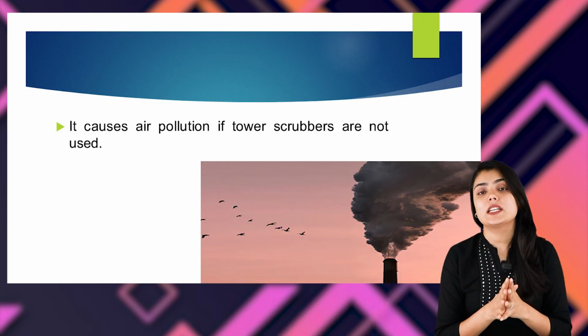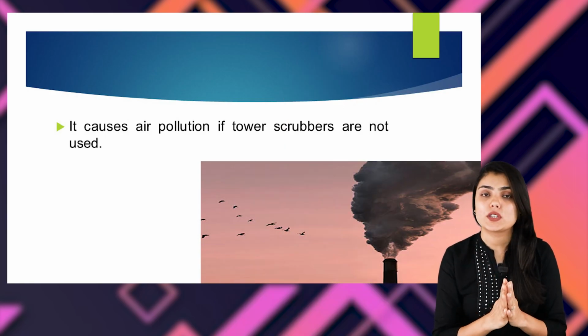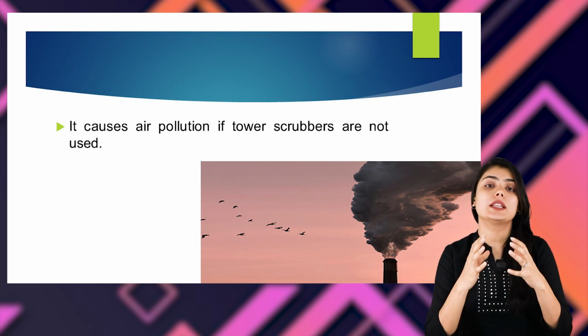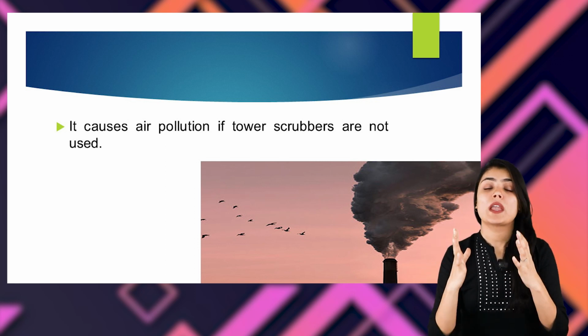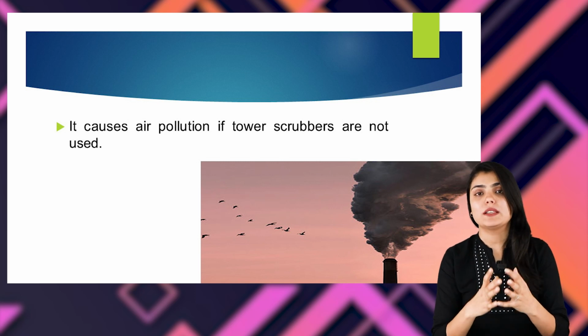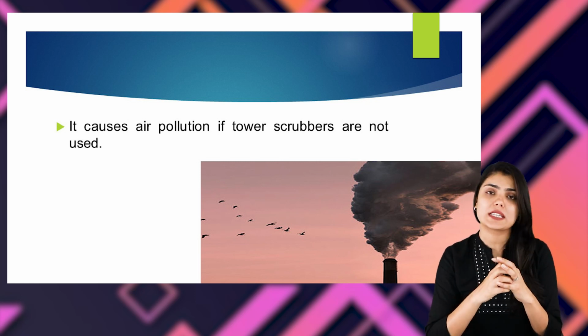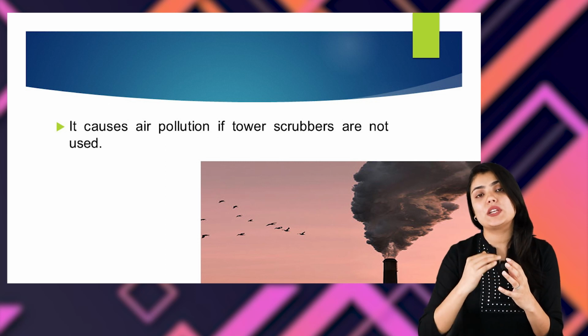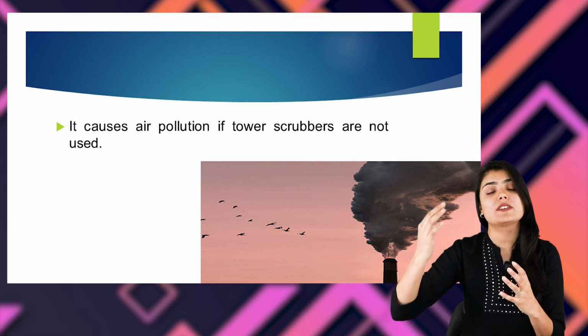The second disadvantage is that if tower scrubbers are not used during the process of incineration, then it might cause air pollution. So what are scrubbers, or what is scrubbing? Scrubbing is a process where poisonous gases that are released after incineration are chemically treated before they are left out in the open through the chimney. Only once the gases are treated properly are they released out in the open. Therefore, the use of tower scrubbers is necessary during the process of incineration, and if they are not used, it is obvious that it will cause air pollution, which is the second disadvantage of incineration.